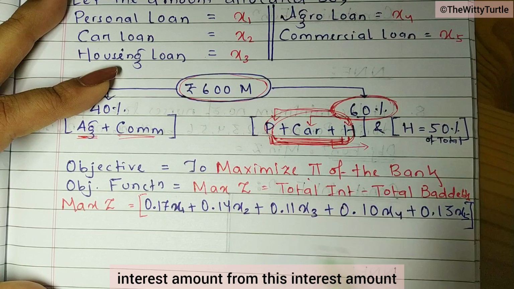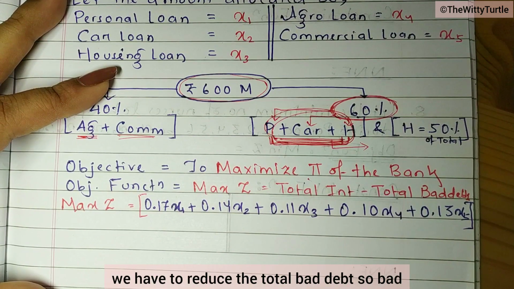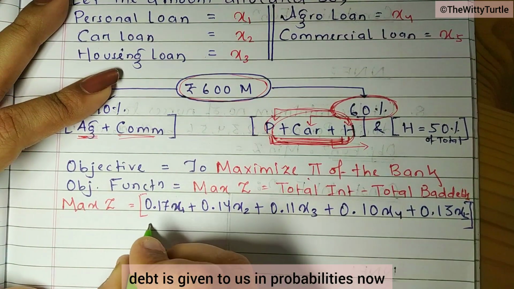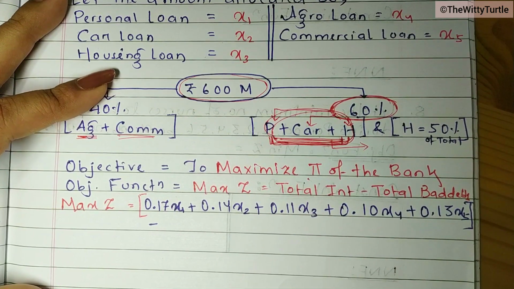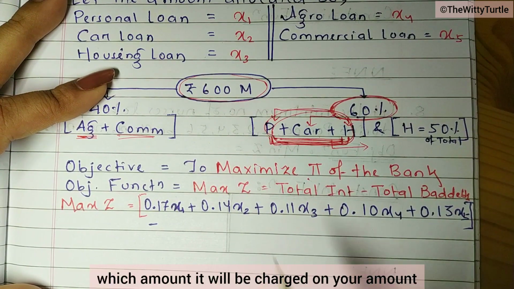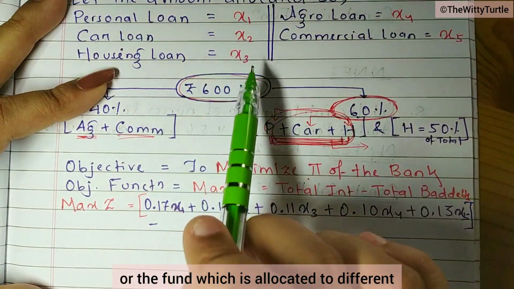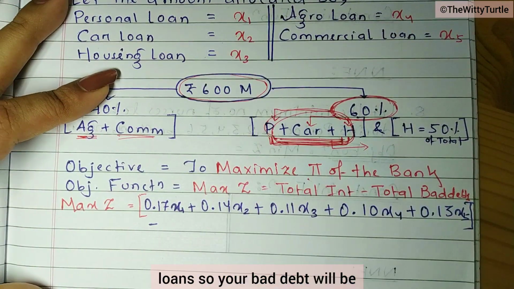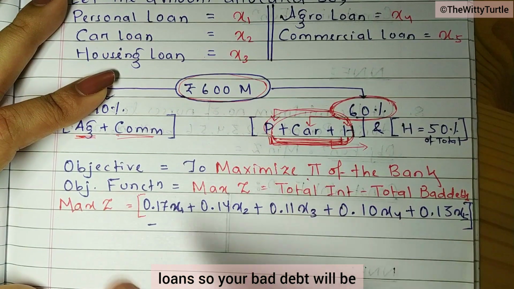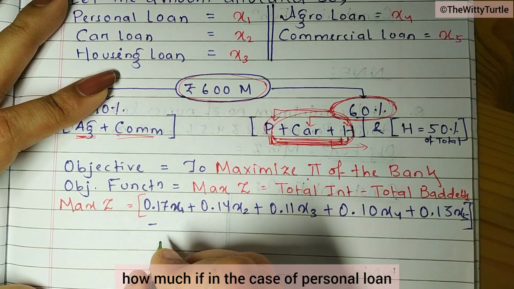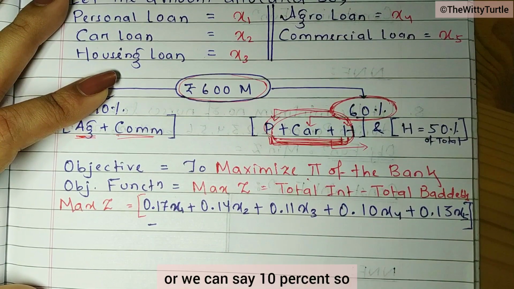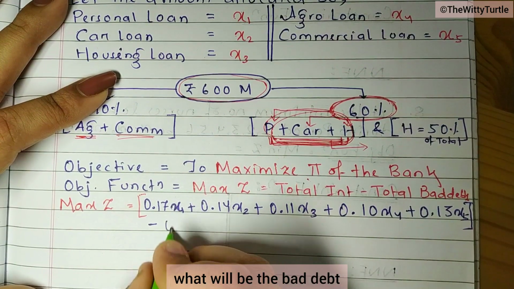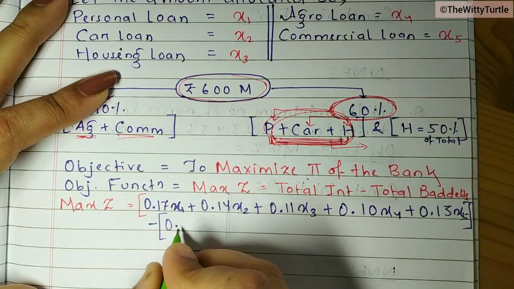From this interest amount, we have to reduce the total bad debt. So bad debt is given to us in probabilities. Now bad debt will be charged on which amount? It will be charged on the fund which is allocated to different loans. So your bad debt will be how much? If in the case of personal loan, the bad debt probability is 0.1, or we can say 10%. So what will be the bad debt? How much will be the bad debt amount?